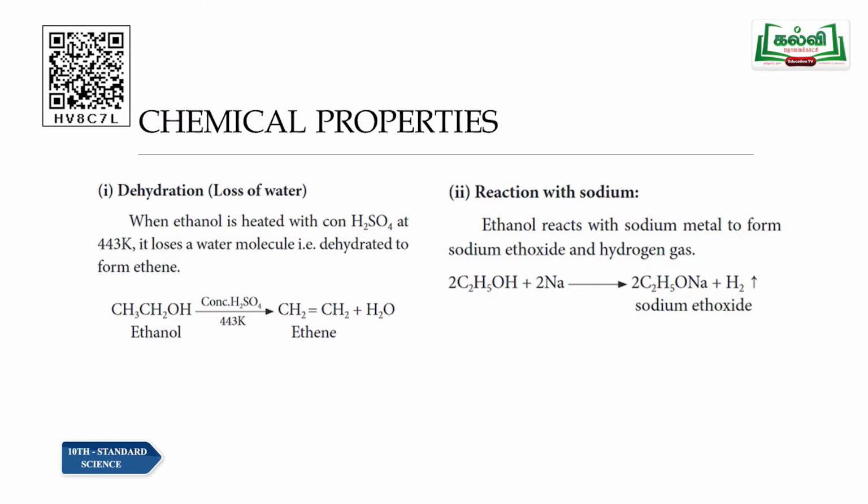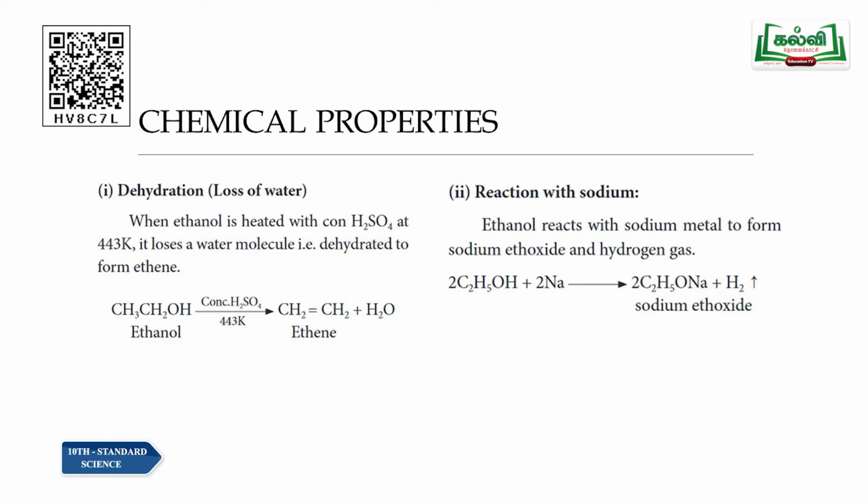Let us see the chemical properties of ethanol. Dehydration means loss of water. So, what happens when ethanol undergoes dehydration? To remove a molecule of water from ethanol, concentrated sulfuric acid is added and the temperature is 443 Kelvin. At this temperature, sulfuric acid removes a molecule of water from ethanol and ethene is formed. The formula of ethene is CH2=CH2, which is the first member of the alkene series.